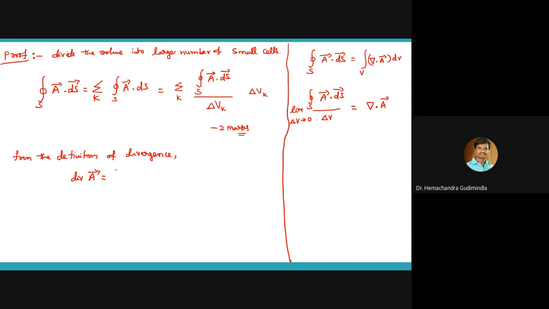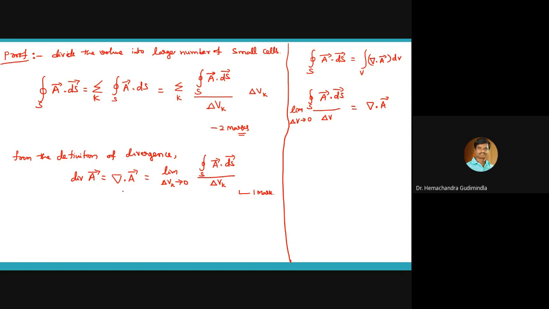So the divergence of A bar, which we can also call del dot A bar, equals the limit as delta v k tends to 0, considering k cells, of the integral over the closed surface of A bar dot dS bar divided by delta v k. This equation will carry 1 mark. Look at how this equation came: just from the statement, I didn't remember any other equation.